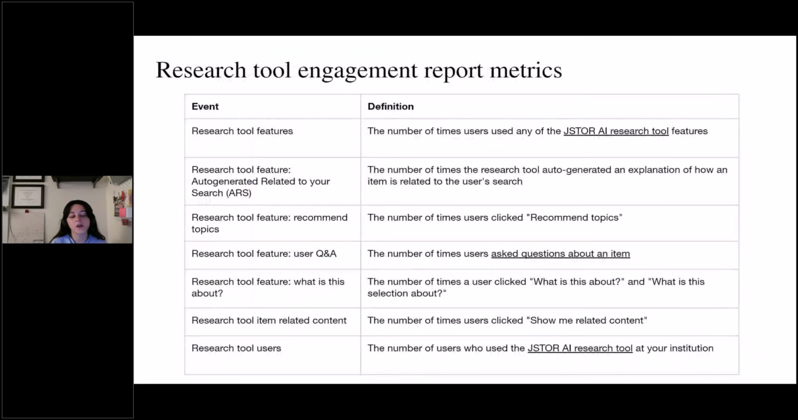Your institution can also view usage data on the research tool if they choose to enable the tool. You can do so by pulling an engagement report from JSTOR admin. On the screen, you'll see a bunch of different events that you can get metrics for, and this should help you get a sense of how the research tool is being used at your institution. If you should be listed as an administrator for your institution and you need JSTOR administrator credentials, please do reach out to support@jstor.org and we can set those up for you.